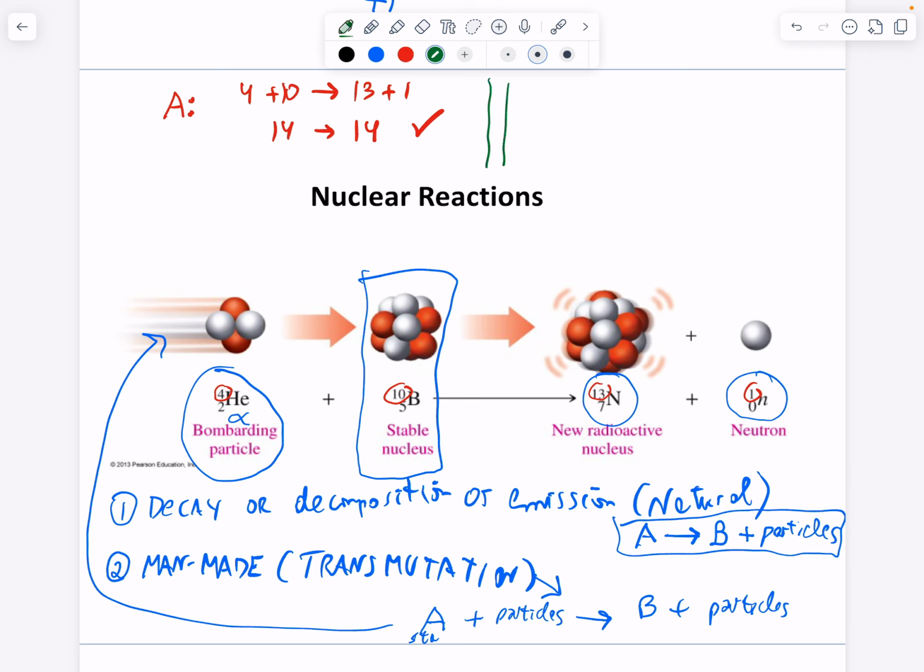Now let's verify for Z. So my Z is the ones in the bottom. So in the left, I have 2 plus 5. And in the right, I have 7 plus 0. So that means 7 equal to 7. And the Z was verified. So this equation is correct. Okay?